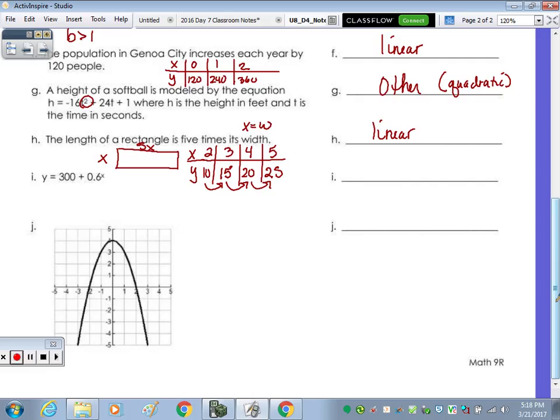And I, 300 times 0.6 to the x. Now, because of the x in the exponent, it's exponential, and our b value is 0.6. And because that value is less than 1, we're going to see exponential decay. And the last one, of course, is other, and from the last unit, that's a quadratic.